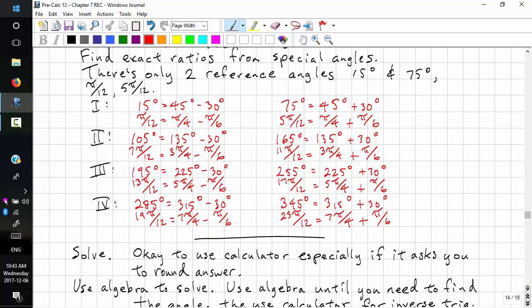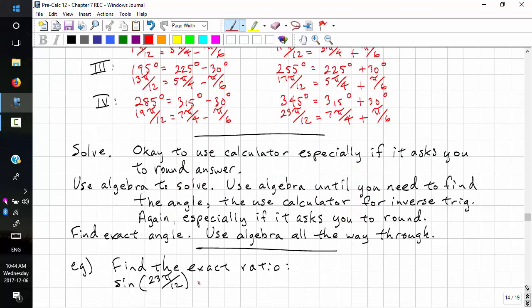So we have 15 degrees equals 45 degrees minus 30 degrees. And in radians, we have pi over 12 equals pi over 4 minus pi over 6. And this is quadrant 1. And 75 degrees is 45 degrees plus 30 degrees. And I can keep going on reading all of these to you, but what you want to do is notice a pattern. We are always subtracting 30 degrees from the 45 degrees, and we're adding 30 degrees to our 45s.